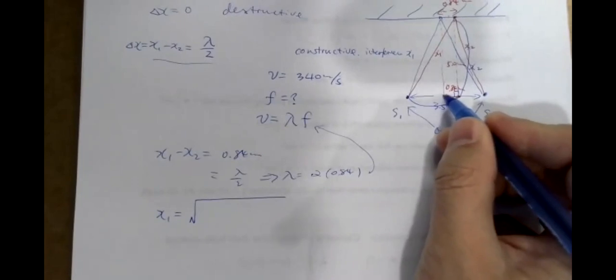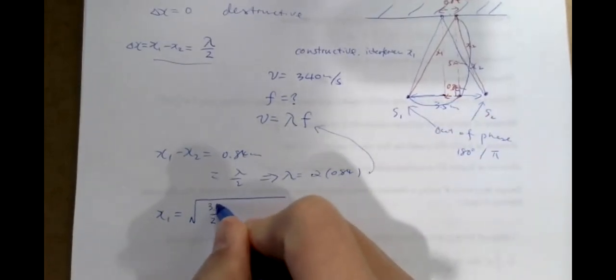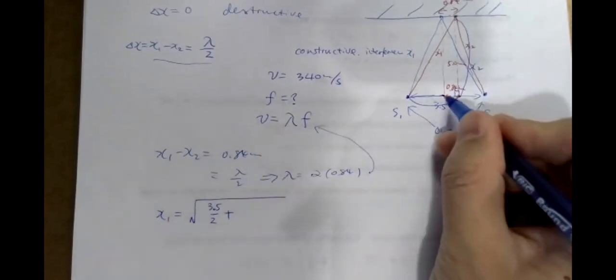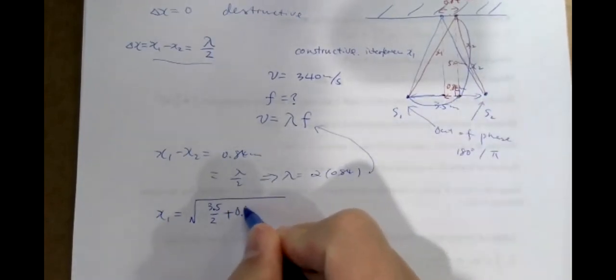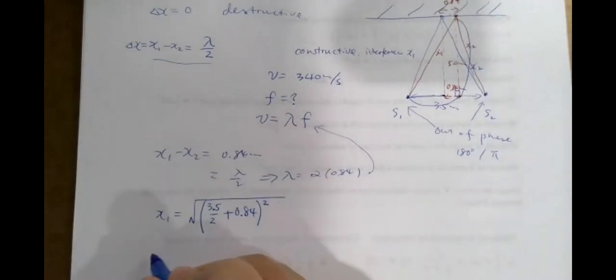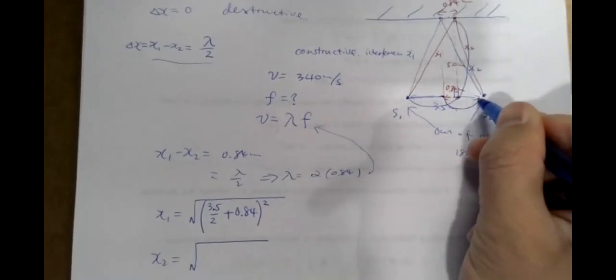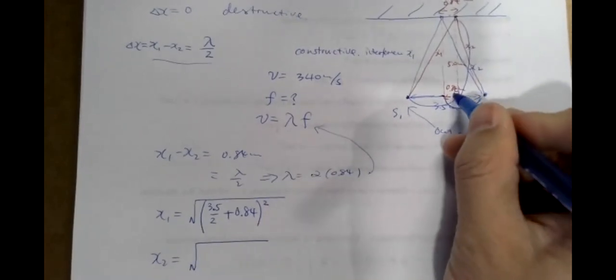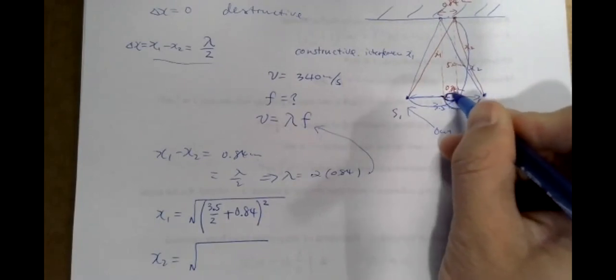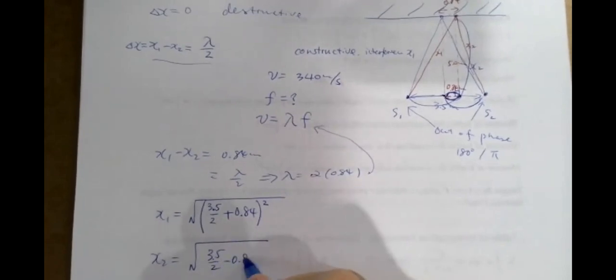The whole thing is 3.5, so halfway from here to here should be 1/2 of that. So 1/2 of 3.5. You moved by that amount, so plus that amount, squared. That will be your x1, all right? And then your x2 will be, again, 1/2 of 3.5 minus this guy this time. This time you subtract 0.85 off that. So 3.5 divided by 2 minus 0.84.